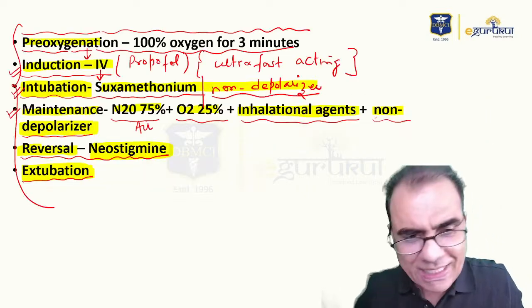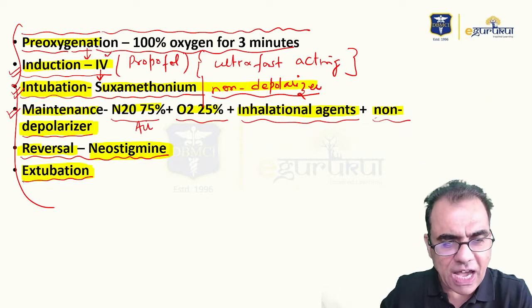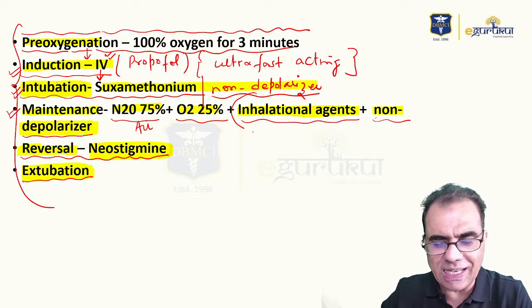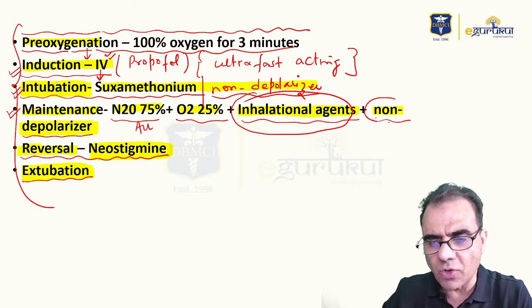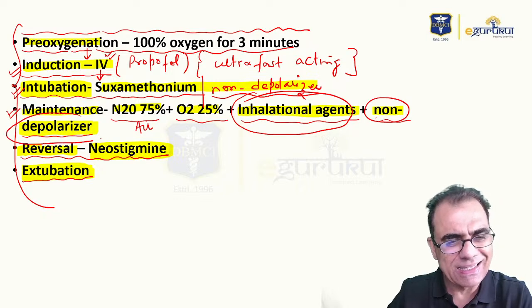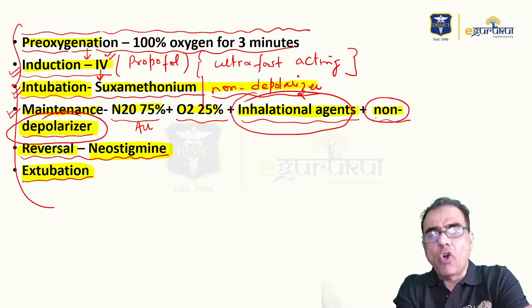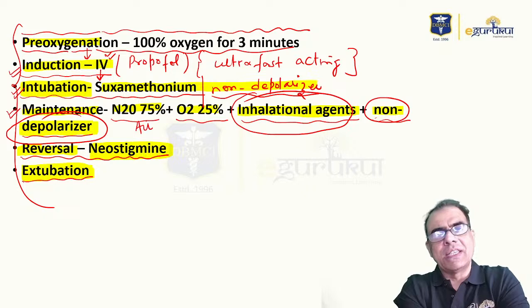So now we'll discuss each of these. First we'll discuss IV agents, then the inhalational agents, then the muscle relaxants, and then we'll discuss the common complications of general anesthesia that we see.